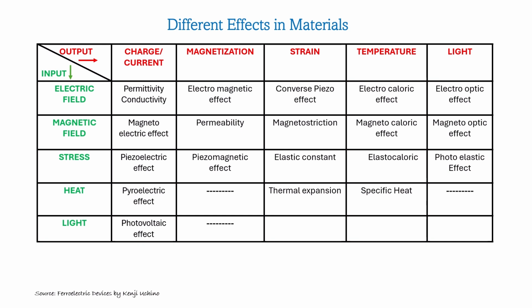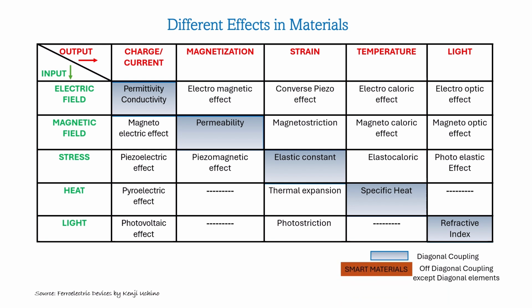In this chart, the diagonal couplings represent ordinary material properties like permittivity, conductivity, permeability, elastic constant, specific heat, and refractive index. These properties are well known and materials having these are called trivial materials. The off-diagonal couplings, except the diagonal ones, indicate some exceptional phenomena and are known as smart material behavior, where two different physical domains are linked, such as stress to charge or heat to electric field, giving rise to piezo and pyroelectric effect. Thus smart materials can sense and respond, functioning as sensors, actuators, or both, depending on how they are designed.